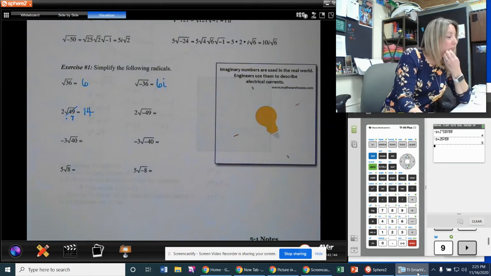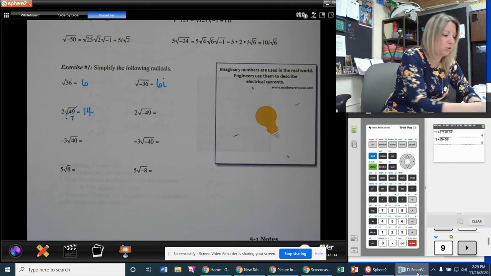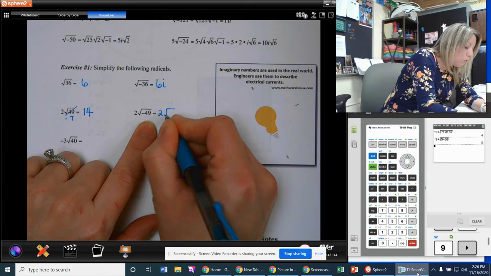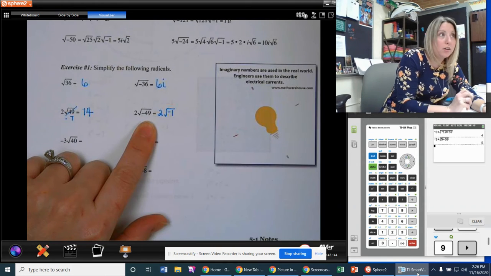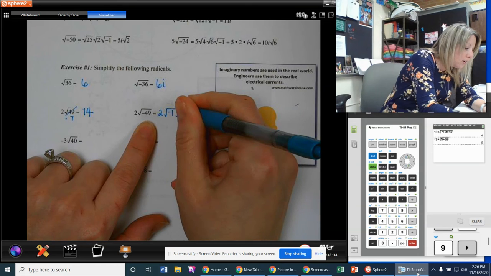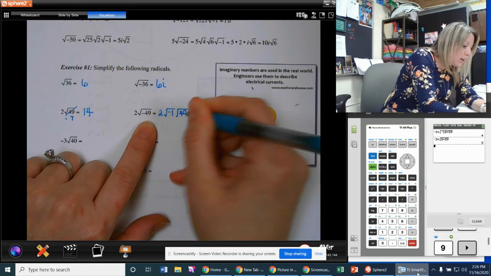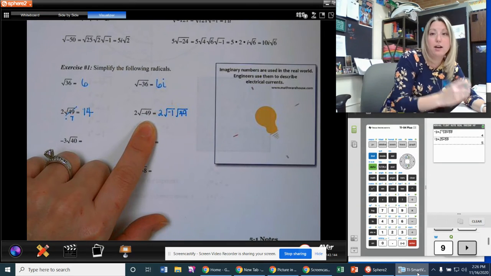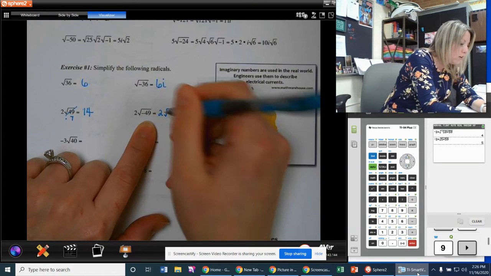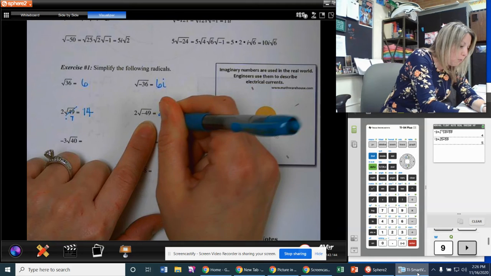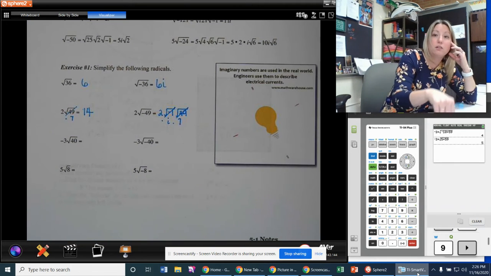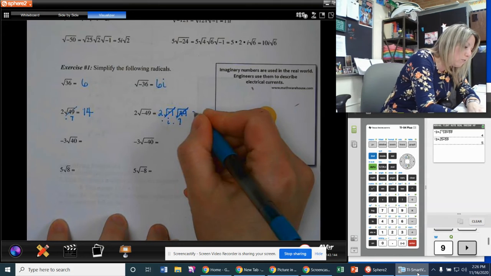Same thing here. I'm just going to write out my steps here so you can see it a little more. So my coefficient is 2. My radical -1 comes out. That's my I that's coming out. And then here, once you take the negative out, you're left with a positive 49 under the other radical. Well, the square root of 49 is 7. The square root of -1 is I. And we're just going to multiply all these things together. 2 times 7 is 14, and 14 times I is 14I.